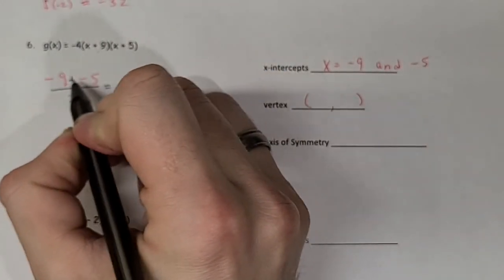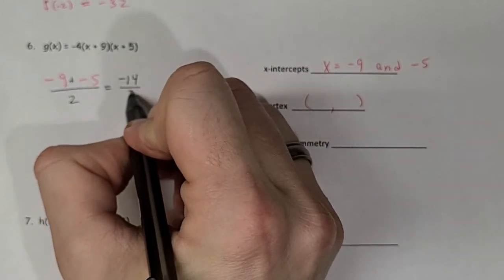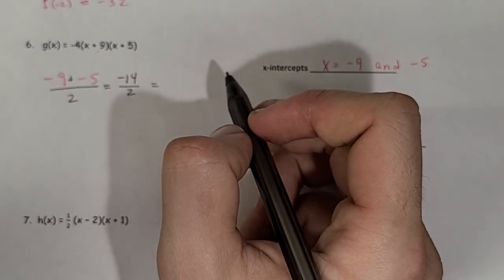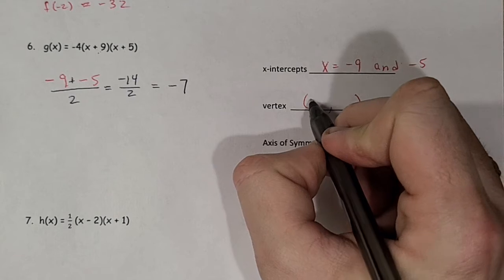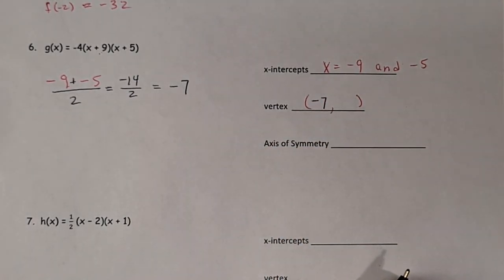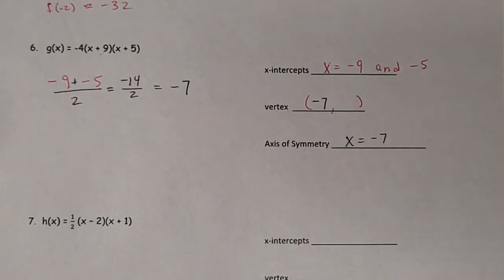Okay, so negative 9 minus 5 is negative 14 over 2. Negative 14 divided by 2 is negative 7. So the x part of my vertex and the axis of symmetry is negative 7.